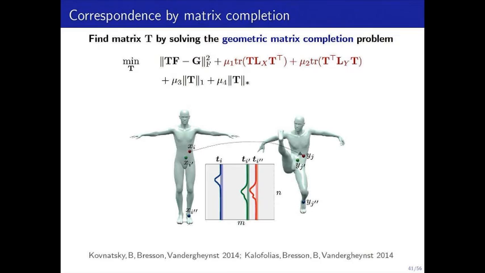And here there are some other terms that I will explain in a second. So basically this is why we call it the geometric matrix completion. So what is the meaning of these trace terms? Let's look at them first. So basically these trace terms are what is called in physics the Dirichlet energy. And this is the smoothness term.